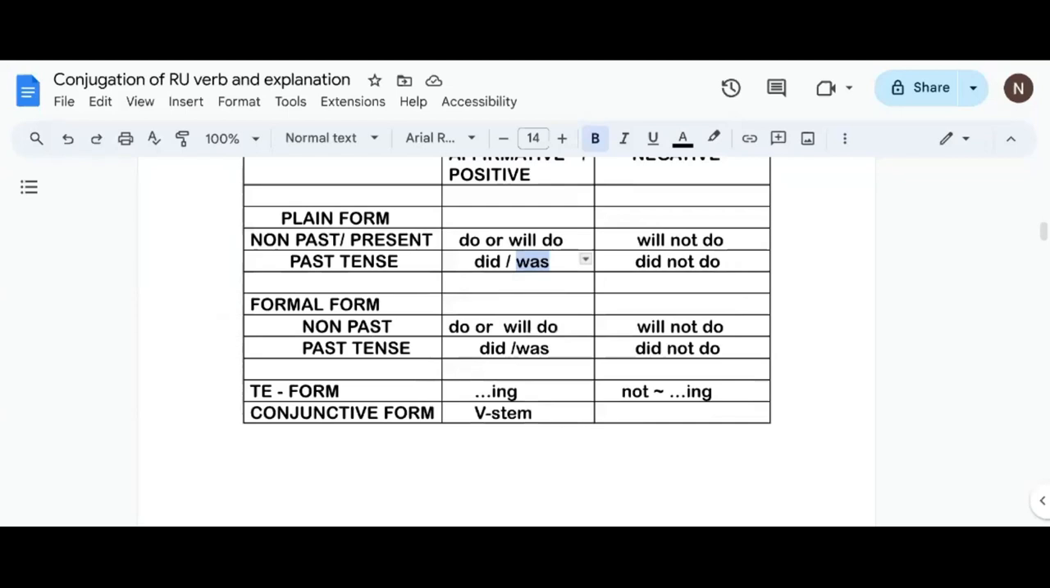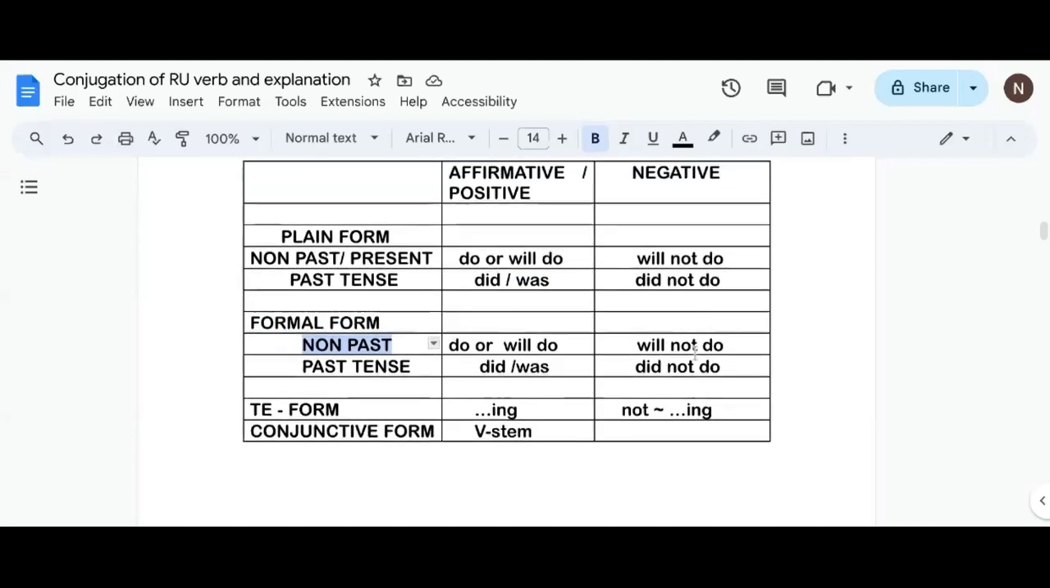Now, we have here the formal form. We always say, Ohayou gozaimasu. When we say the mas, this is what you call the formal form. Okay? So we also have the non-past under your formal form. Do the same, do or will do. Negative is will not do. And we also have your past tense, the did or was and did not do.